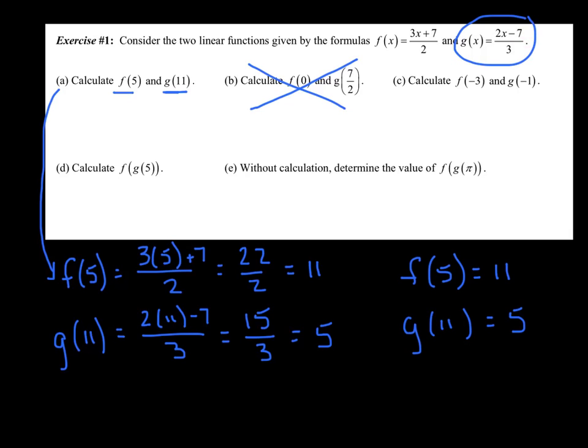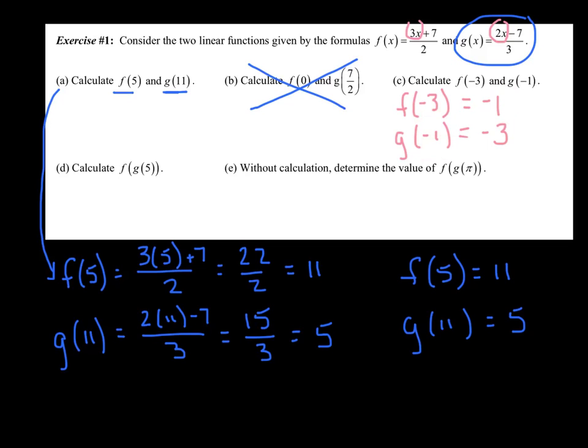Let's go ahead and try part C really quick. f of negative 3. If I substitute it into that x, I get negative 9 plus 7, which is negative 2. If I divide by 2, I get negative 1. And let's evaluate g of negative 1 as they've asked. I'll substitute the negative 1 in there. Negative 2 minus 7 is negative 9. And if I divide by 3, I get negative 3. Again, the input for f became the output of g, and vice versa, the output of f became the input of g, and that's how you really know whether they're inverses or not.